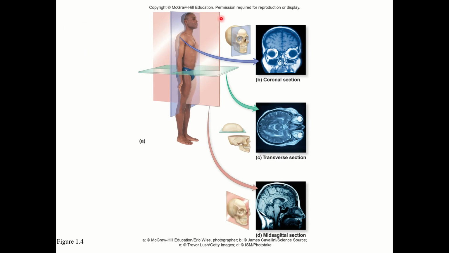This illustration shows the planes. The midsagittal plane, shown in pink, runs along the midline of the body and divides the body into right and left halves. Here it is showing the skull divided into right and left halves. This gives us a lateral view.